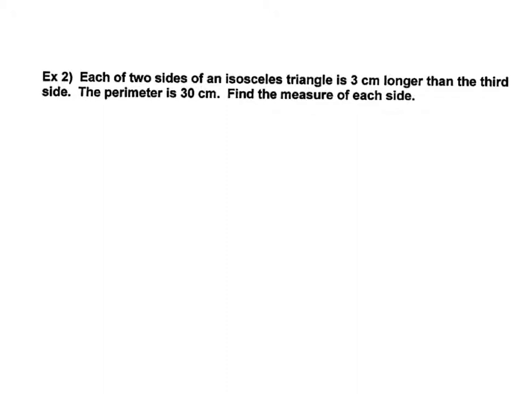Okay, so for this problem, write it down. Each of 2 sides of an isosceles triangle is 3 centimeters longer than the third side. The perimeter is 30 centimeters. Find the measure of each side. The first thing you want to try to do is draw it. So you have an isosceles triangle, which means 2 sides are the same. And so there we have that.